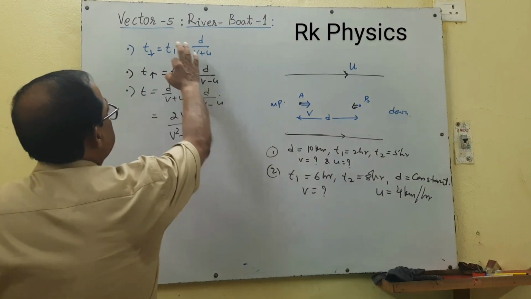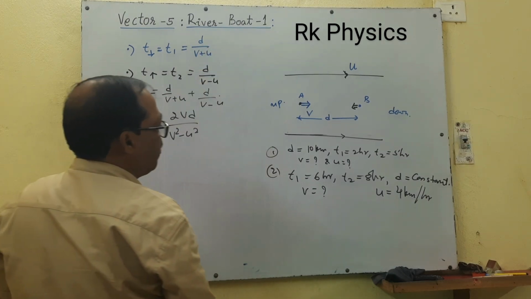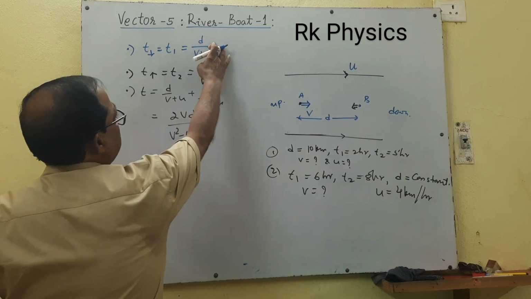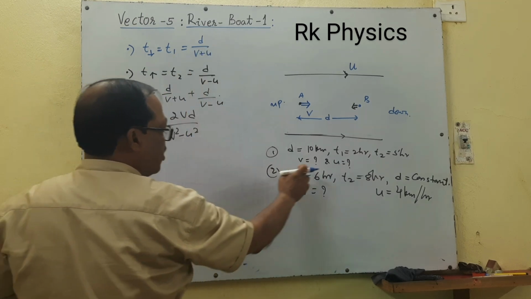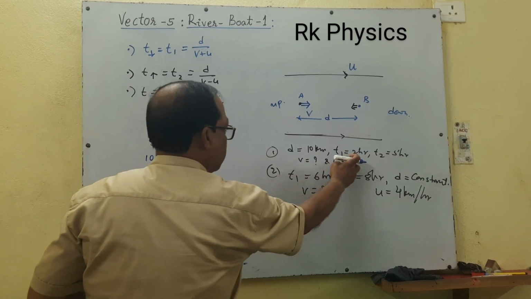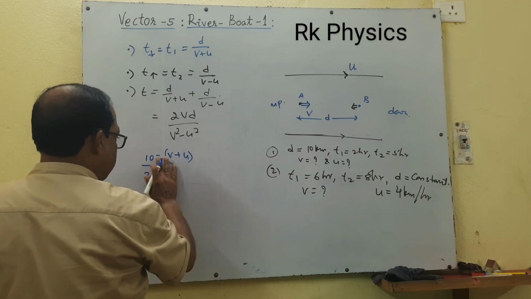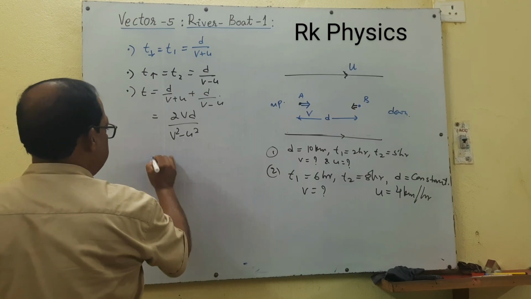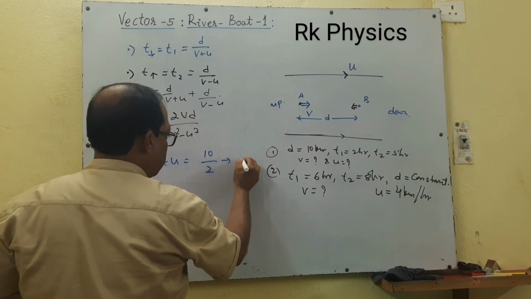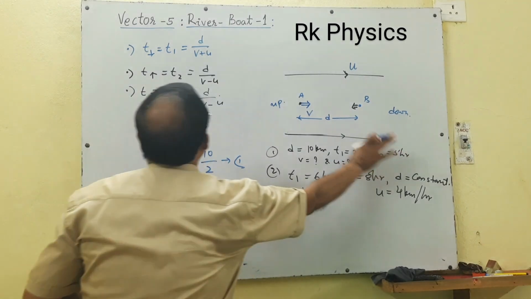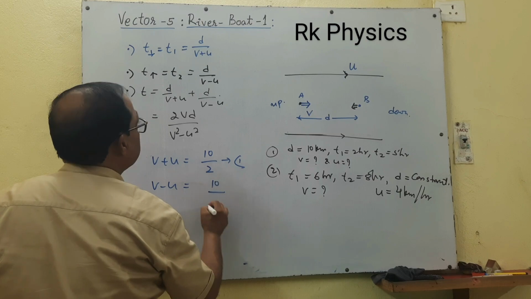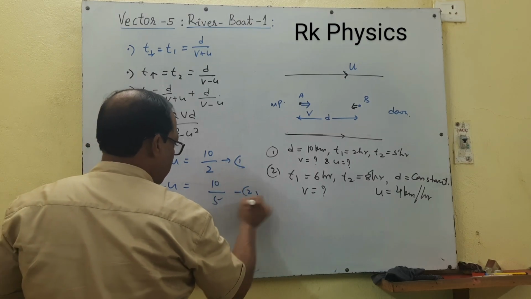Just imagine T1 equals D divided by v plus u. So D is 10, so 10 equals v plus u times T1. T1 is 2 hours, so taking 2 to this side, v plus u equals 10 divided by 2. This is one equation. Then T2 is 5 hours. Similarly v minus u equals 10 divided by 5. This is equation 2.